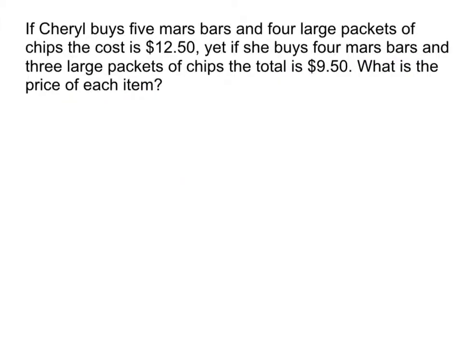Now, the next question. If Cheryl buys 5 Mars bars and 4 large packets of chips, the cost is $12.50, yet if she buys 4 Mars bars and 3 large packets of chips, the total is $9.50. Find out the price for each item. So we need to set up a couple of equations here that we're going to solve.